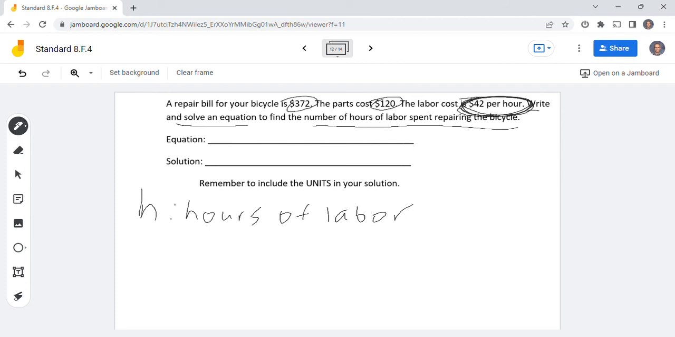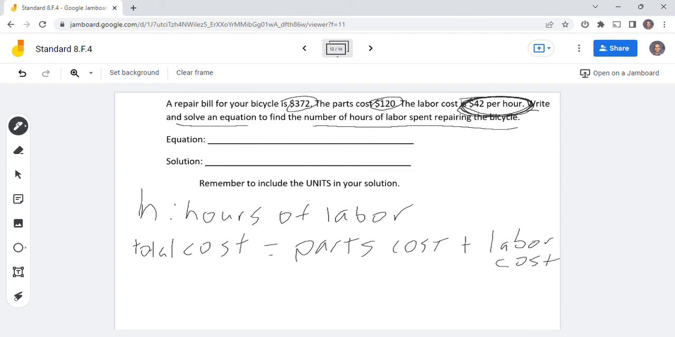So if I was to write this out in a sentence, I would say that the total cost would equal the parts cost plus the labor cost. And we know the total cost, it was $372. We know the parts cost, it was $120. That just comes directly from the question. The labor cost we're going to have to calculate by taking this $42 per hour and multiplying it by the number of hours that we get.